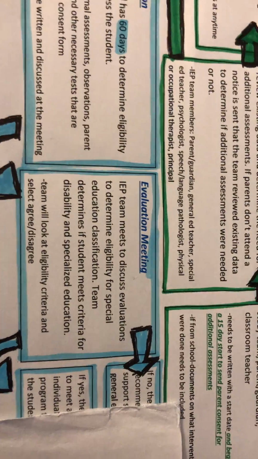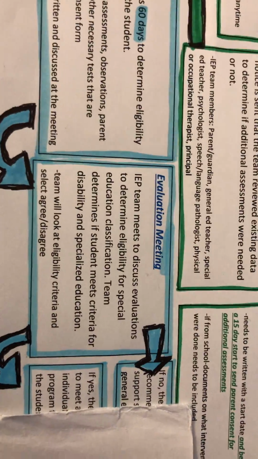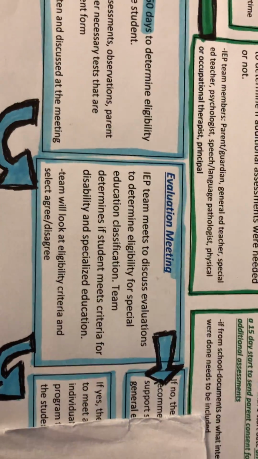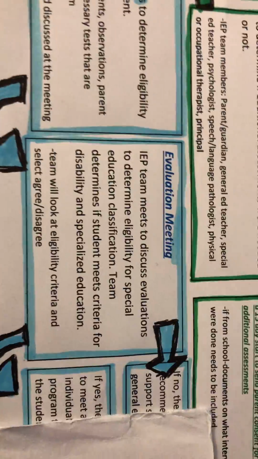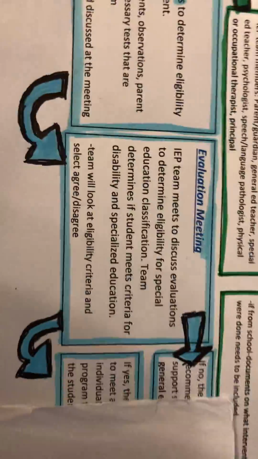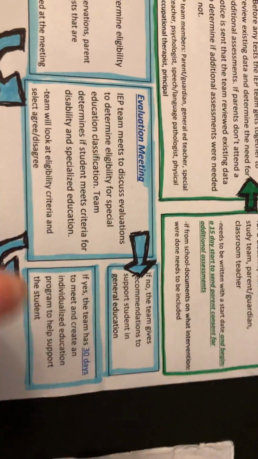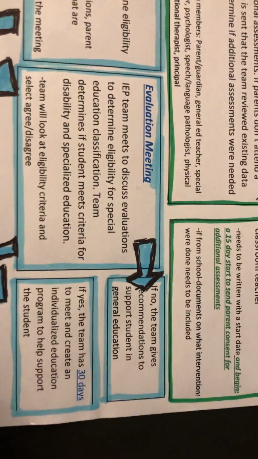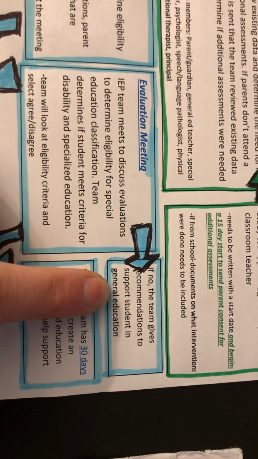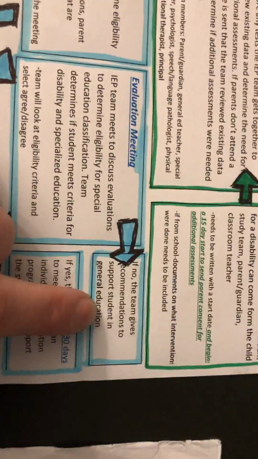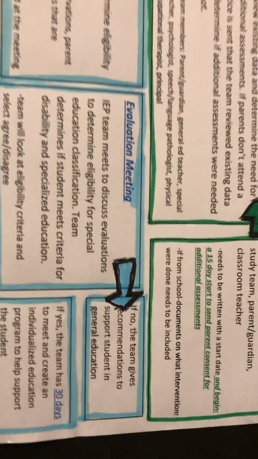As a team, we look at the different criteria for the disabilities and discuss the evaluation reports and figure out, does the student meet eligibility to have a disability? So we would agree or disagree. If we disagree, it moves here, and if we agree, it moves here. So if we say the student did not meet eligibility criteria, then the team will give recommendations of how to support the student in general education classroom. So this could be like a 504 where we give accommodations like preferential seating and other things just to support the student in the classroom.